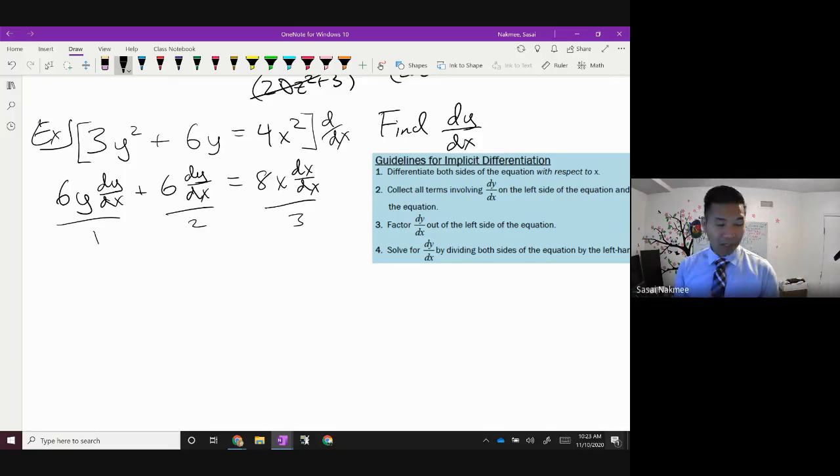And I'm going to pause. Does anyone have any questions on any of these terms that I have written down? How did I get term 1, term 2, or term 3? Can you guys type into the chat if you guys have any questions right now before I move on?